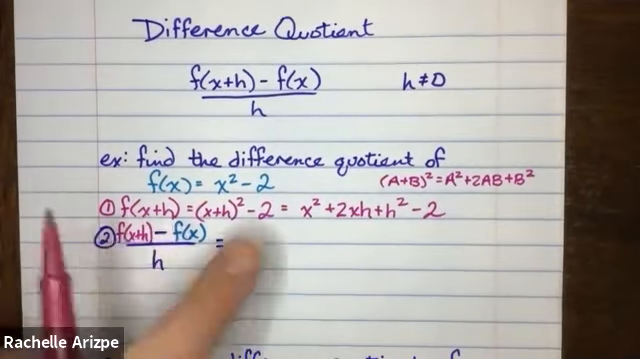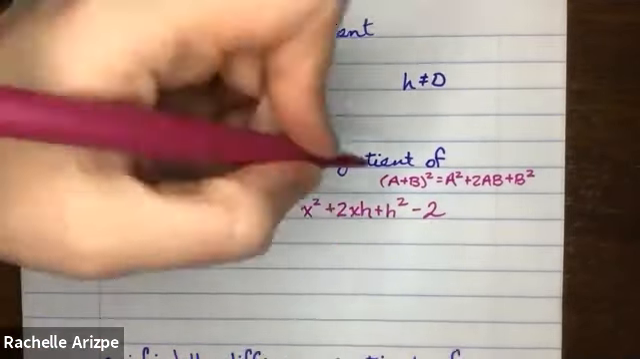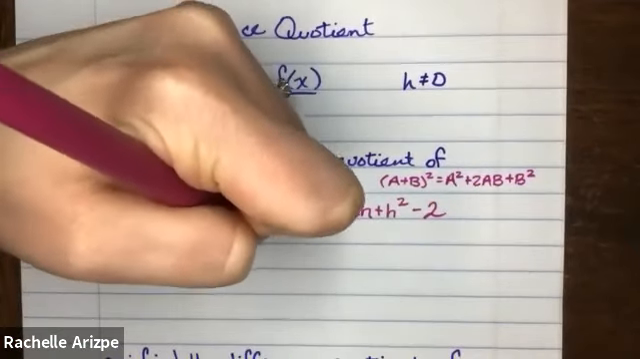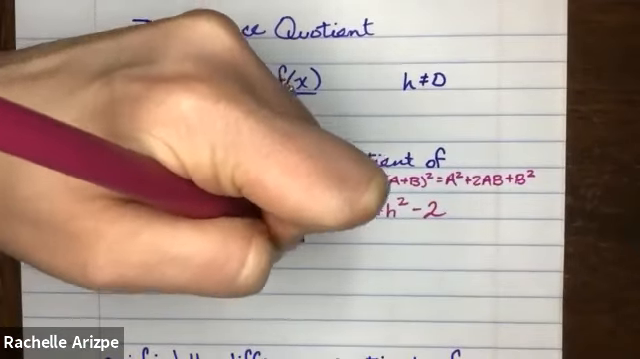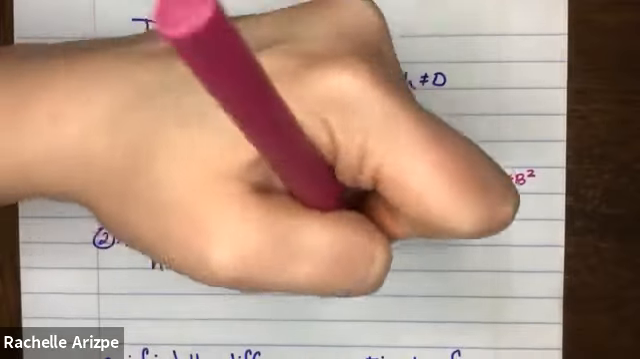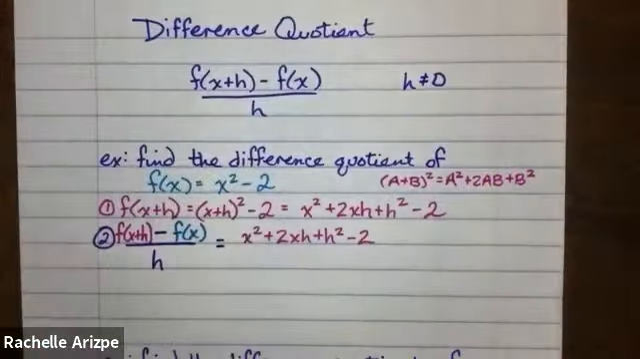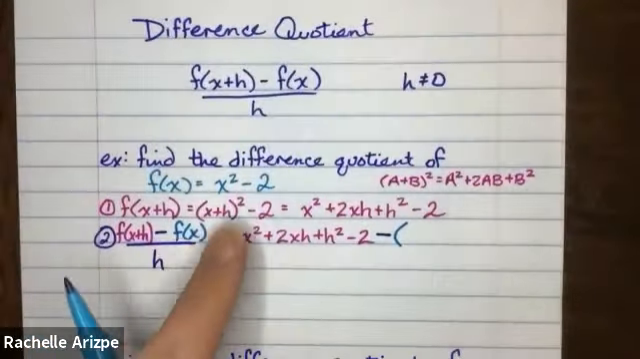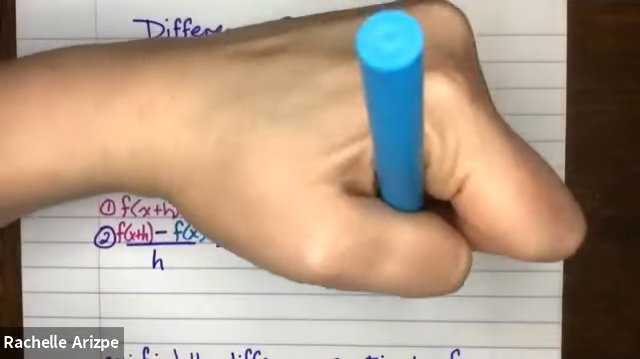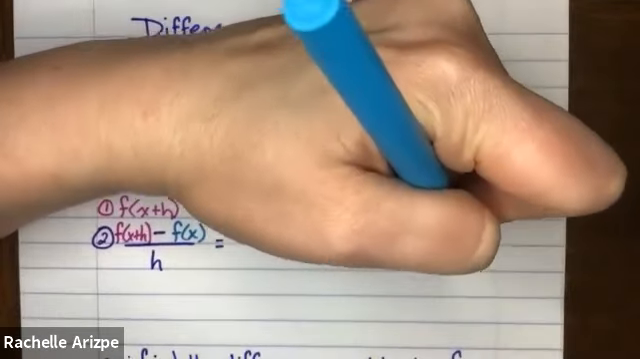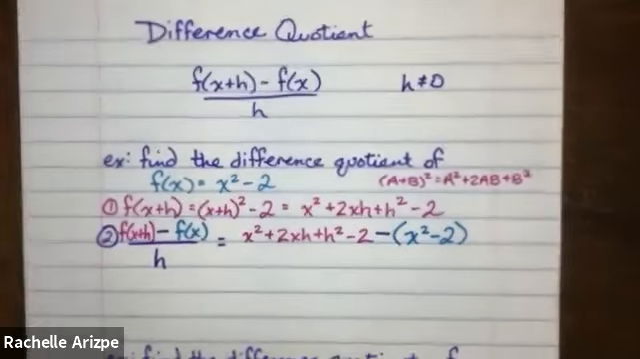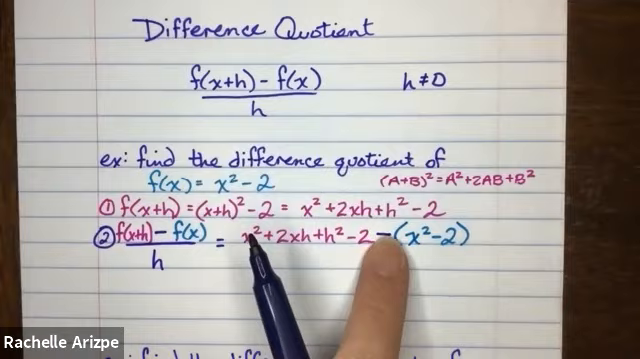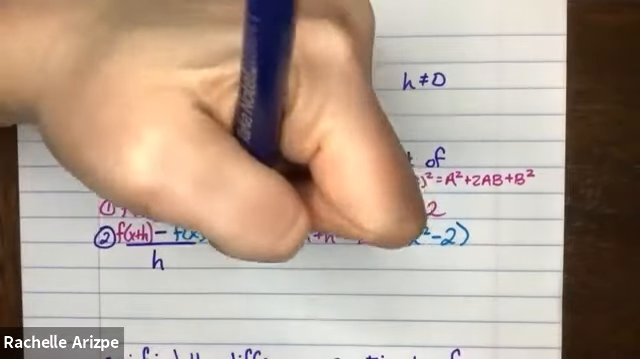So I took this formula, color coded it, and now let's write what that's equal to. Remember, f of x plus h, we just evaluated. So I have x squared plus 2xh plus h squared minus 2. I'm going to subtract from that f of x. Now remember, if you're subtracting an entire function, it's important to put that function into parentheses so you remember to distribute that negative to each of those terms.